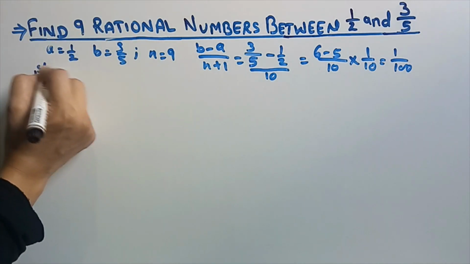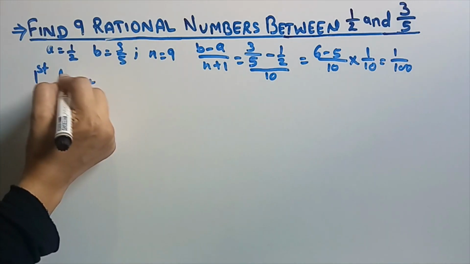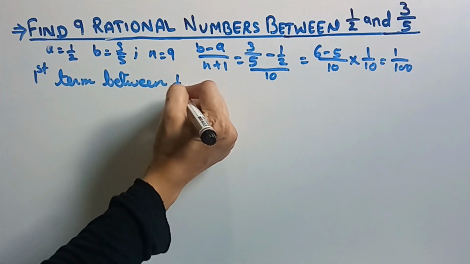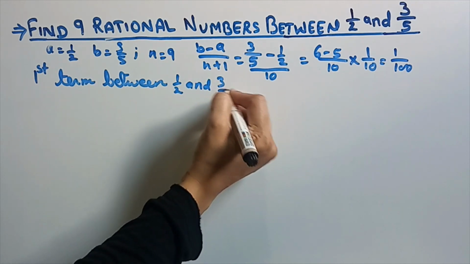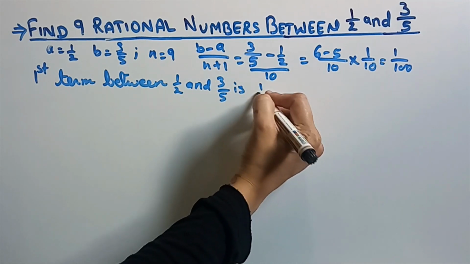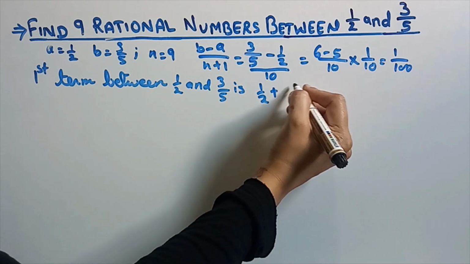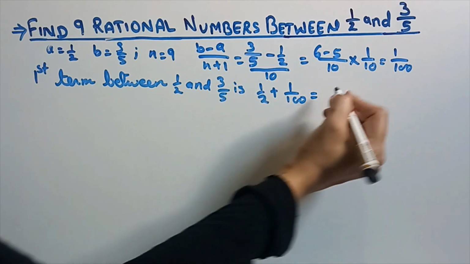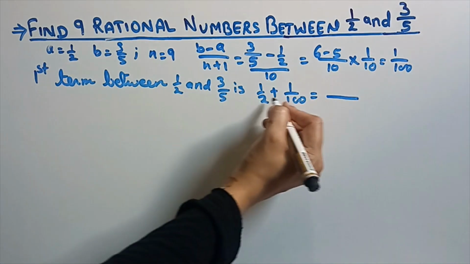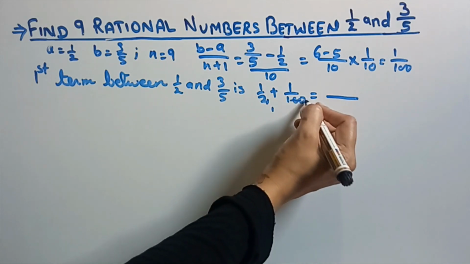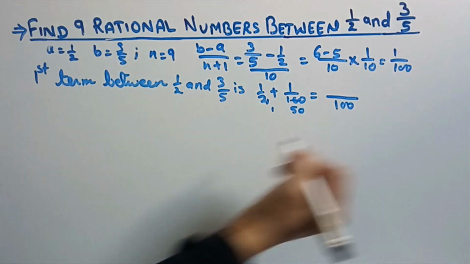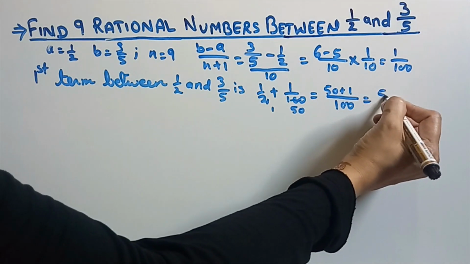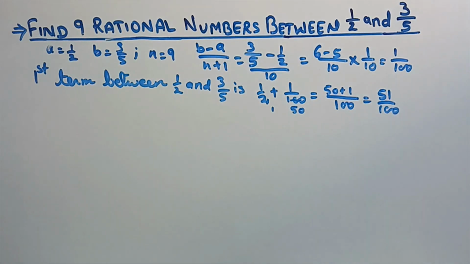So first term between 1 by 2 and 3 by 5 is 1 by 2 plus 1 by 100. So this will become 1 into 100 is, now again I am taking LCM, 2 1s are 2, 2 5s are 10, 0, this 100 comes here. Now multiply with this 50 plus 1, so it will become 51 by 100.